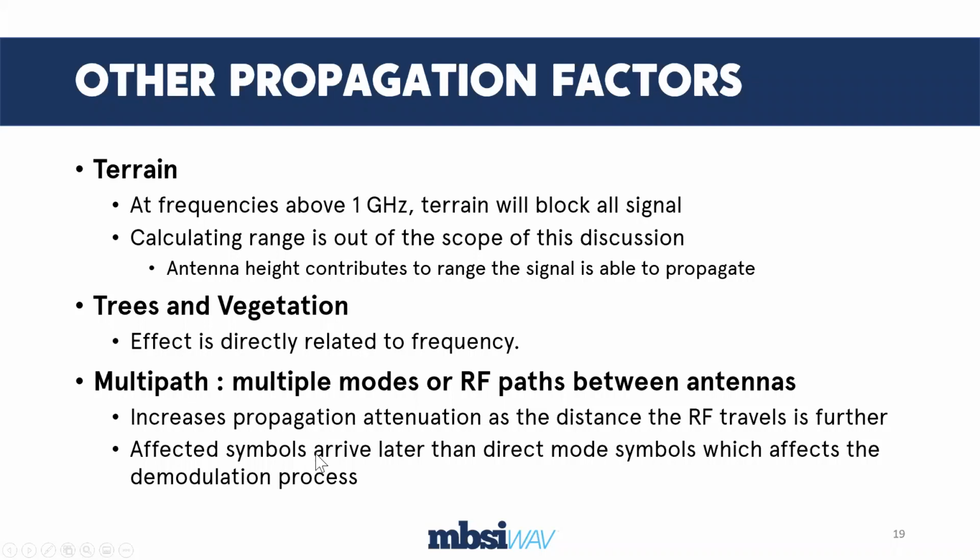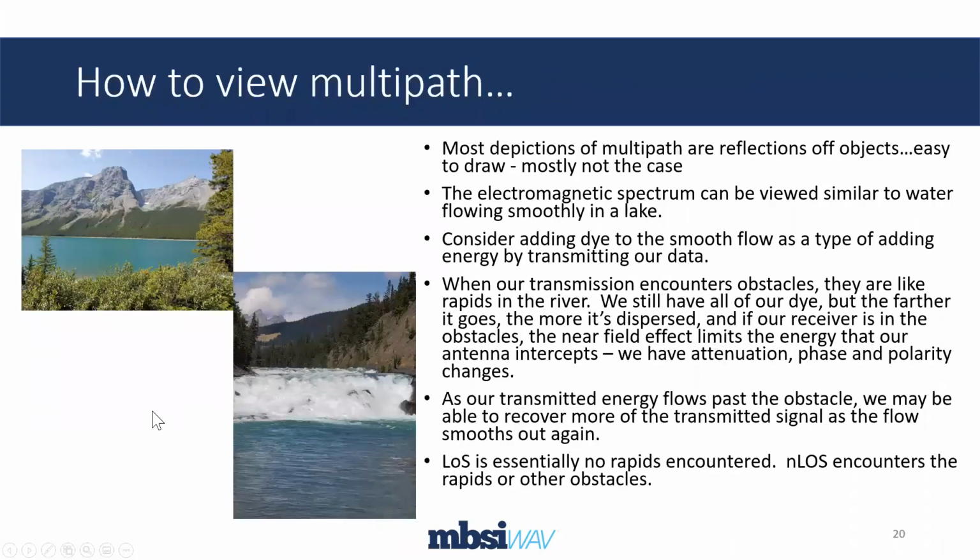And so I've got a way to look at it here that's a little bit different. Most of the time when you see somebody talking about multipath, they talk about reflections off objects. And so to demonstrate it, they draw it as reflections off the object. But when you have a tree or a group of trees or grove of trees and you're going through the trees, there's not much reflecting off of there. The trees are doing something else to the signal.